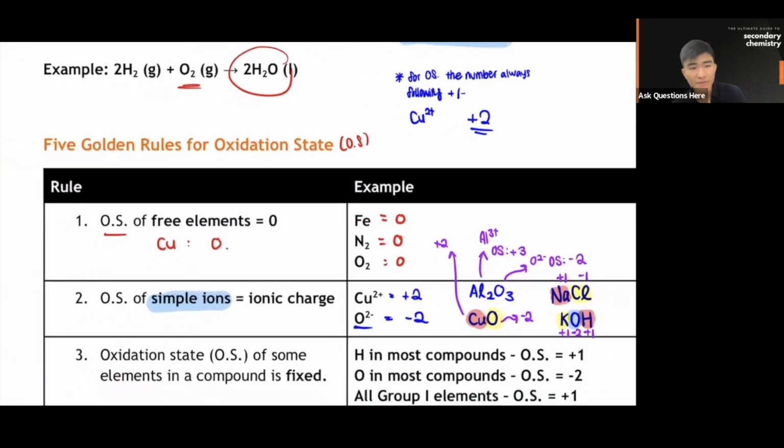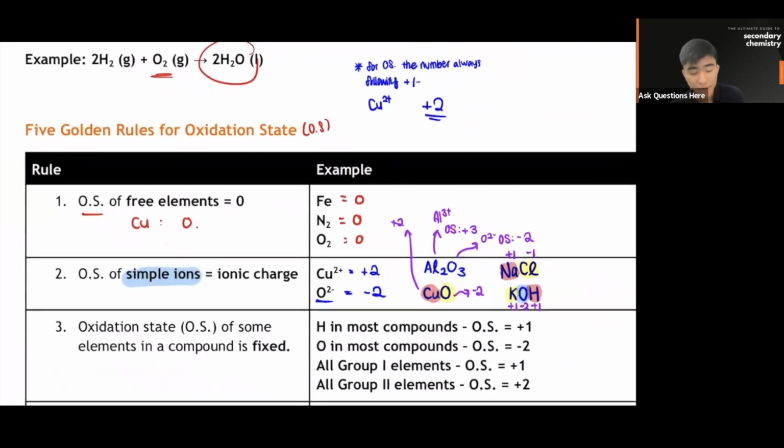Okay, if I go with this, let's look at rule number 3. In rule number 3, we are looking at the oxidation state of elements in a compound. The oxidation states of elements in the compound are fixed.